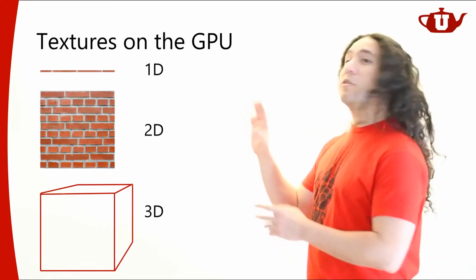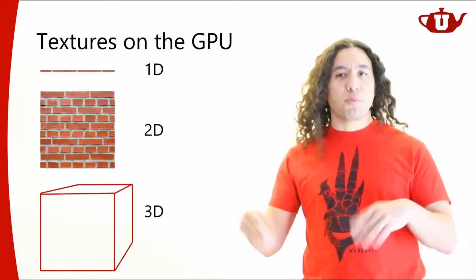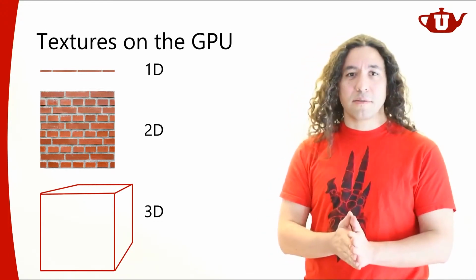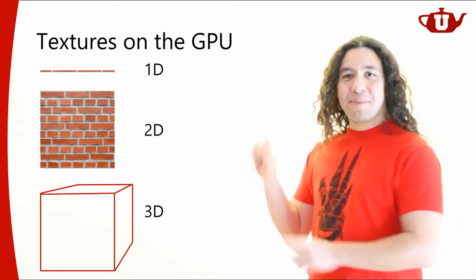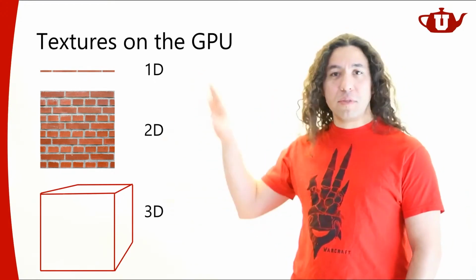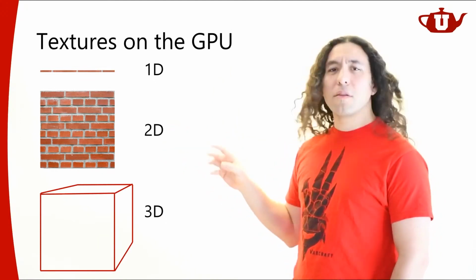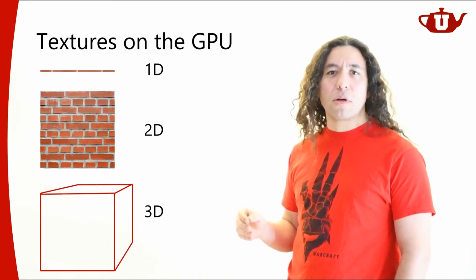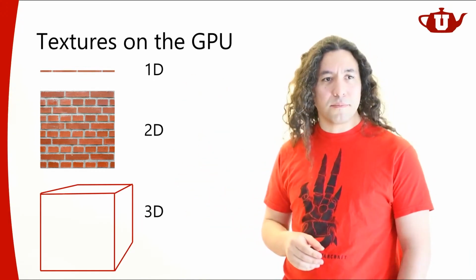So when we talk about textures on the GPU, this is typically what we mean, even though procedural textures are also textures and can also be implemented on the GPU. And I'm going to talk about how to deal with this. I'm going to specifically concentrate on 2D textures, although the stuff that I'm going to talk about is going to be applicable to 1D and 3D textures as well.